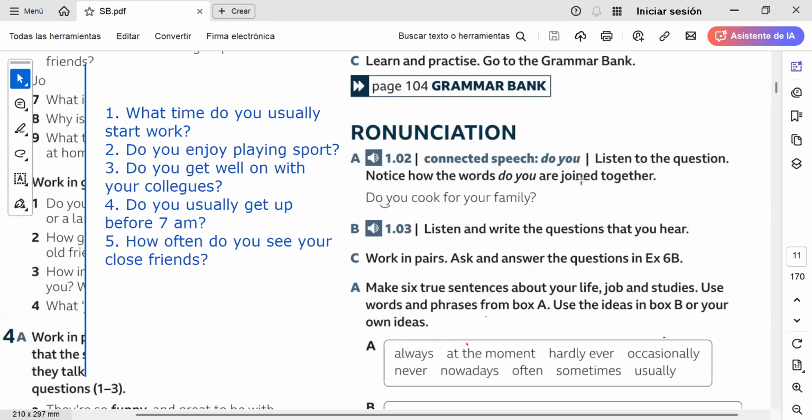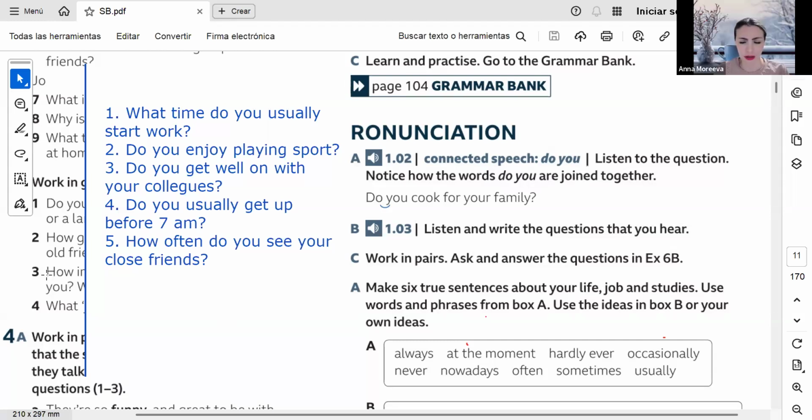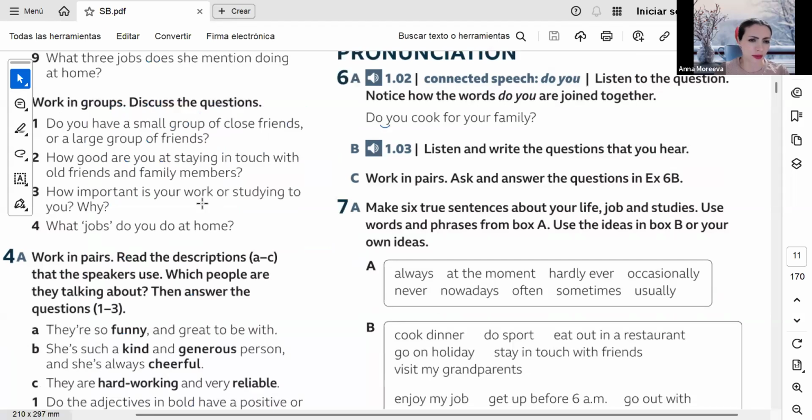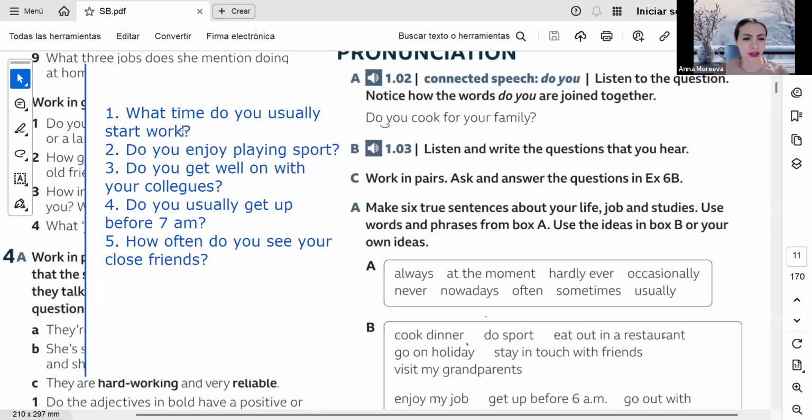How often do you see your close friends? At least once a month. Okay, thank you. Very good. Don't forget that it's "do you". What time do you usually start work? Do you enjoy playing sport? Do you get on well with your colleagues? And this is colleagues. Do you usually get up before 7 a.m.? How often do you see your close friends?